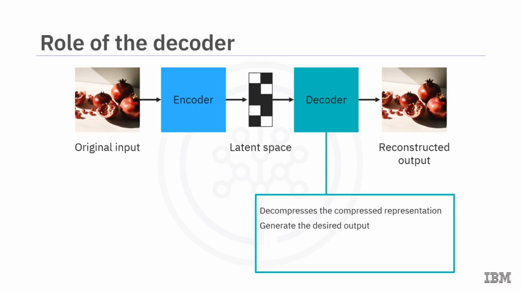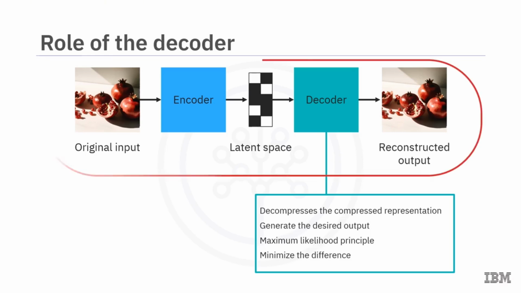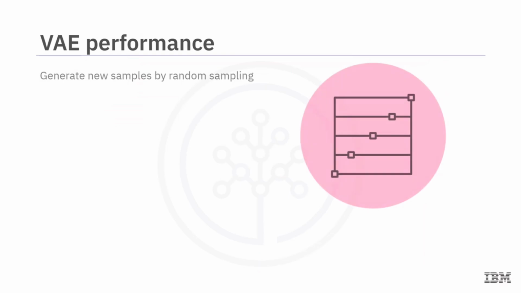Basically, the algorithms are trained using a maximum likelihood principle, which means they try to minimize the difference between the original input data and the reconstructed output. Although VAEs are trained in a static environment, their latent space is characterized as continuous. Therefore, they can generate new samples by randomly sampling from the probability distribution of data.